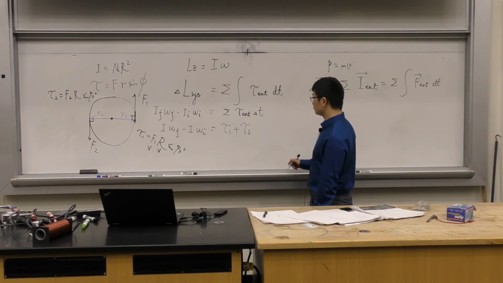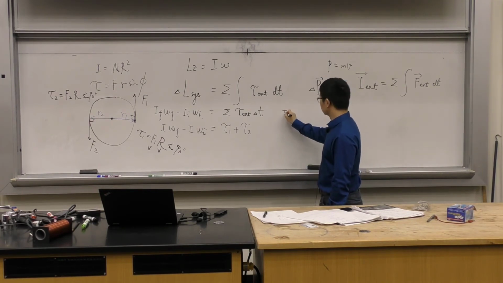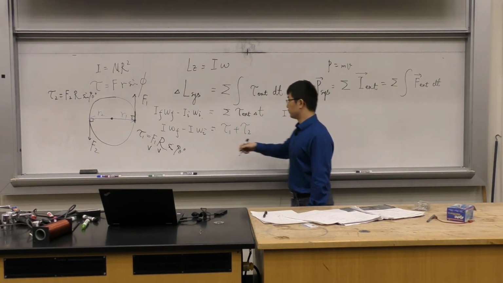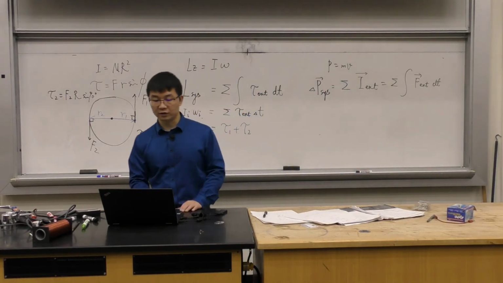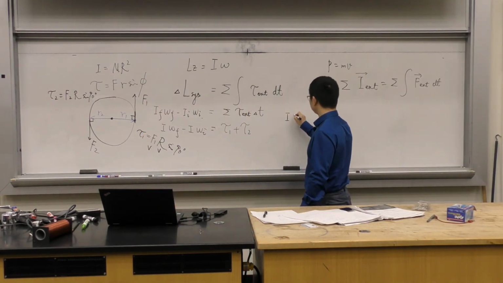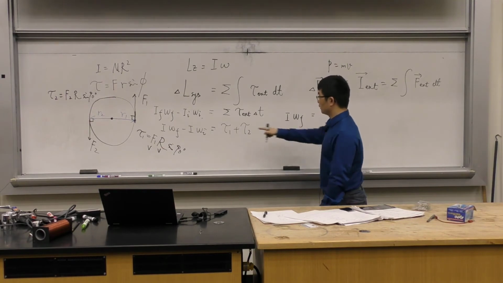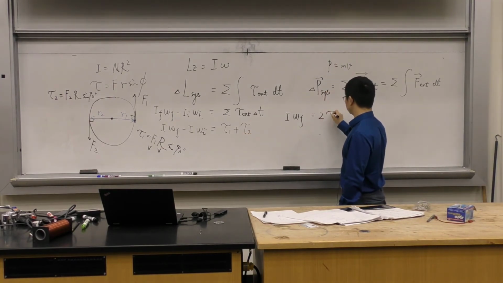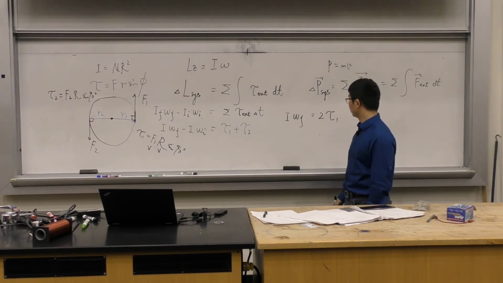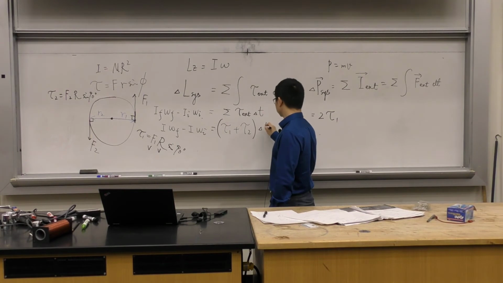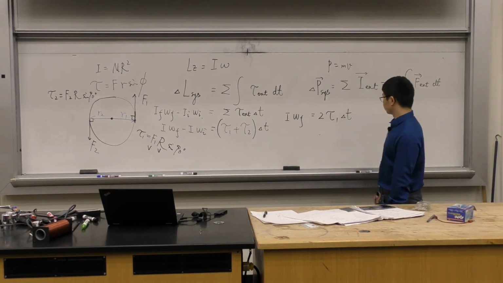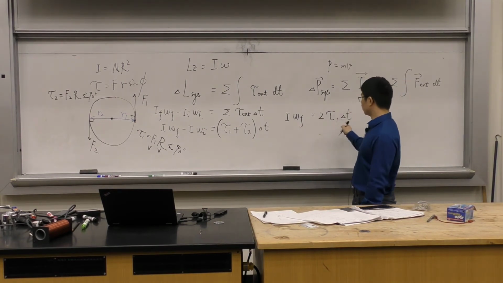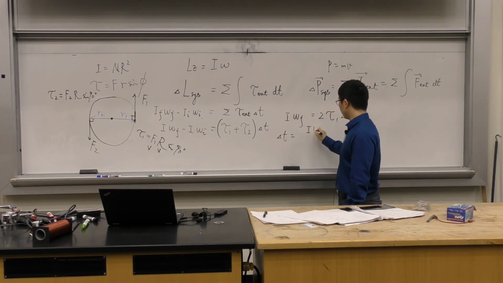Now let's finish the algebra. I can even factor out I on the left-hand side. Oh, I don't need to, because the initial velocity is 0, right? Because initially it's not rotating. So I will only have I omega final equals. Now these two torques, they are the same, so I would just do 2 times tau 1, and then delta t. Oh, don't forget delta t. So delta t is just going to be I times omega final divided by 2 tau 1.